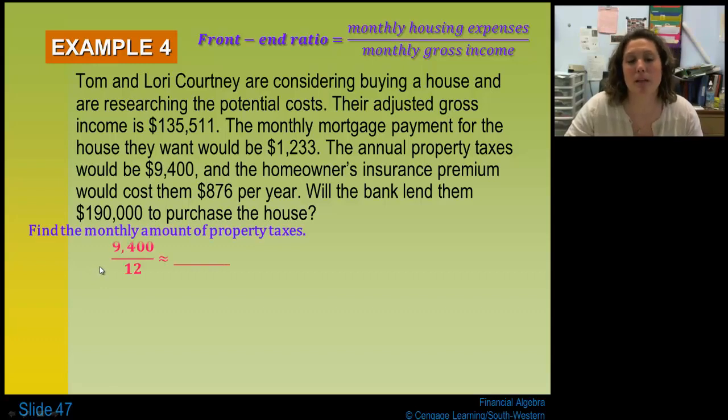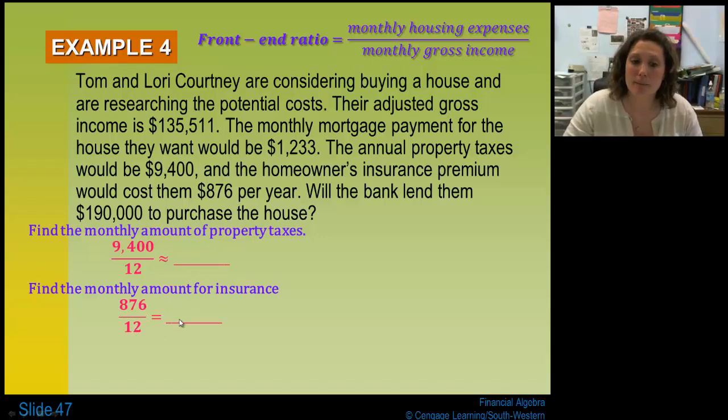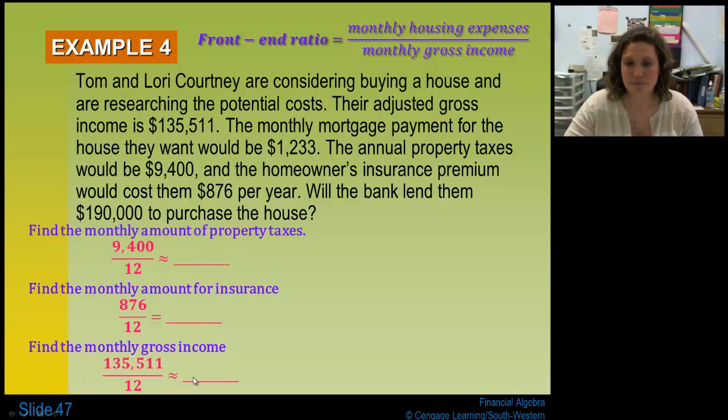So the monthly property taxes would be $9,400 divided by 12. Please get an answer for that. So pull out your phones or little calculator. 9,400 divided by 12. Get an answer. Find the monthly amount for insurance. So you're going to take the $876 and you divide that by 12. Get an answer. And then you're going to find the monthly gross income. So we're going to take their total gross income, which is $135,511, and divide that by 12.